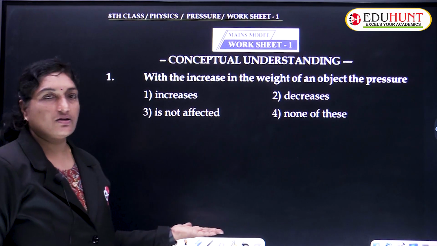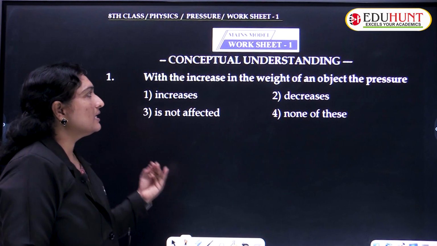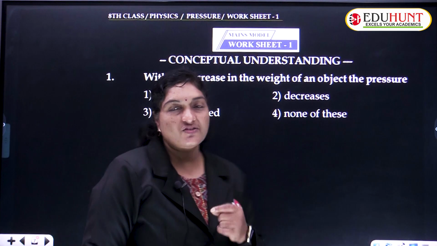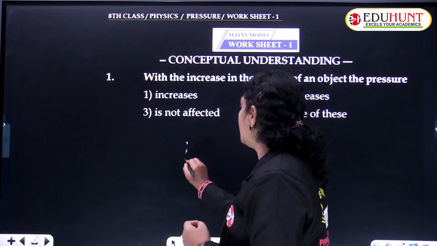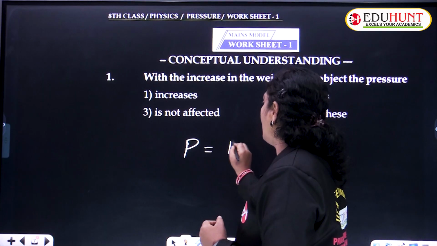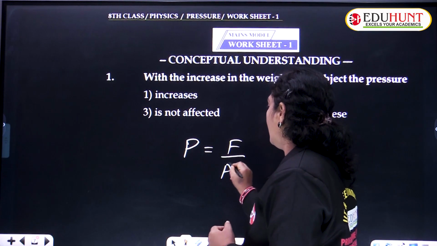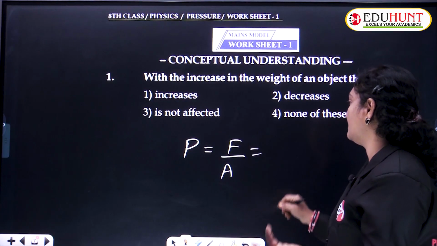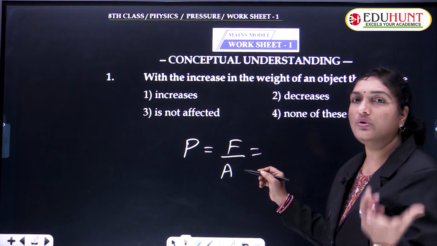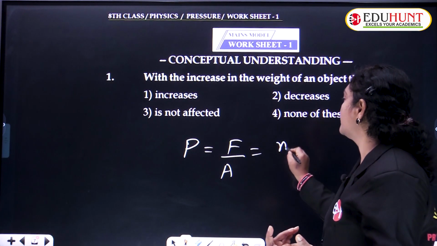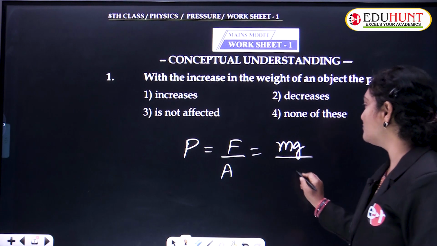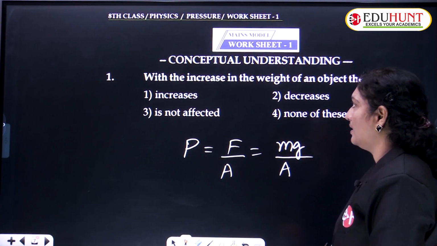Moving to the first question, children: with the increase in weight of the object, the pressure. As we know, pressure is defined as force upon area, and the force acting on the surface is nothing but because of the body's own weight. Hence this force is due to the weight of the body. It is given as mg upon A.